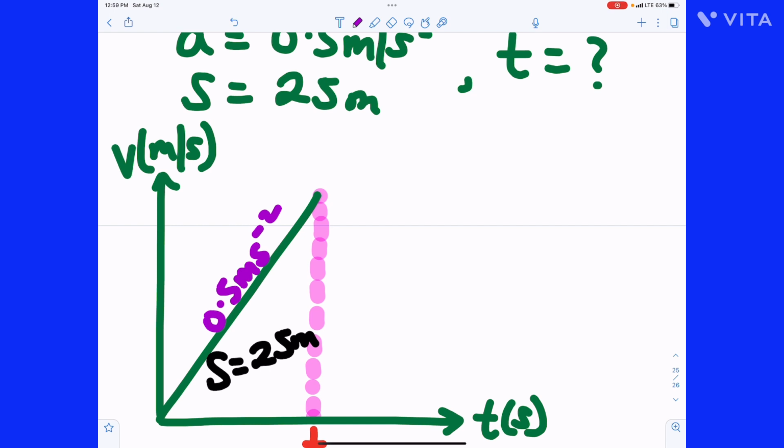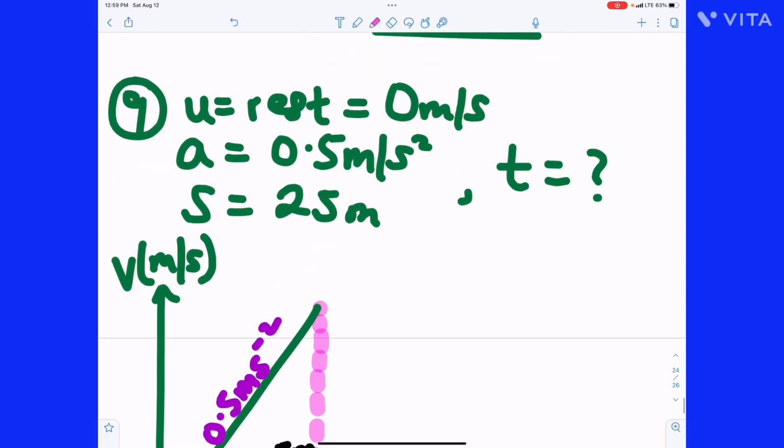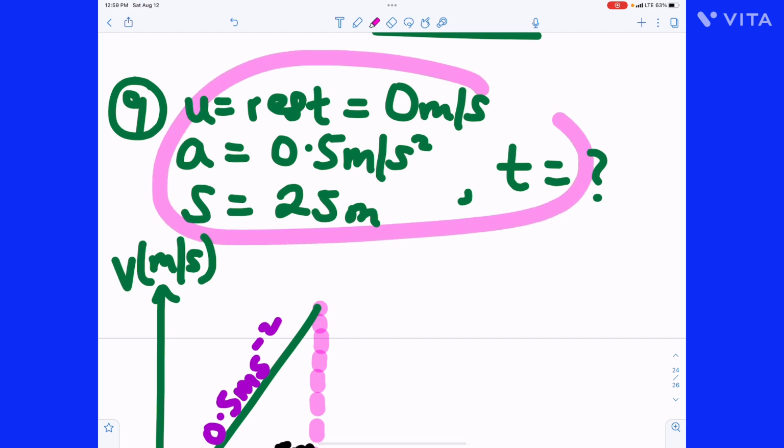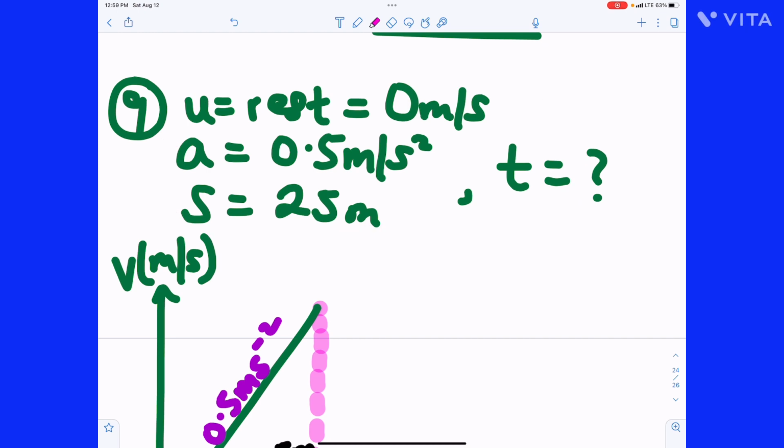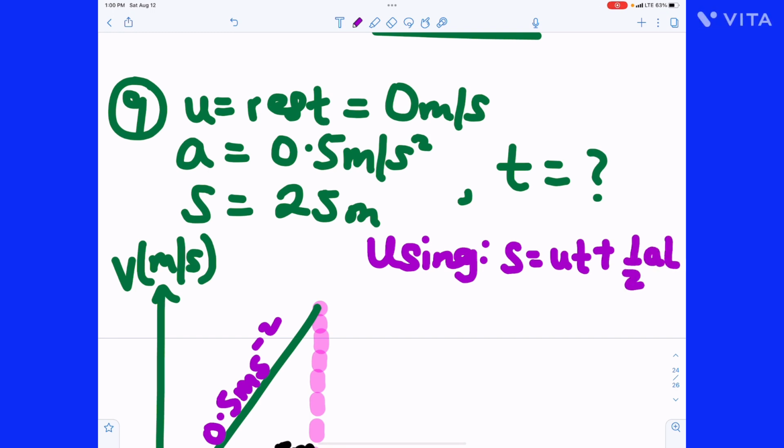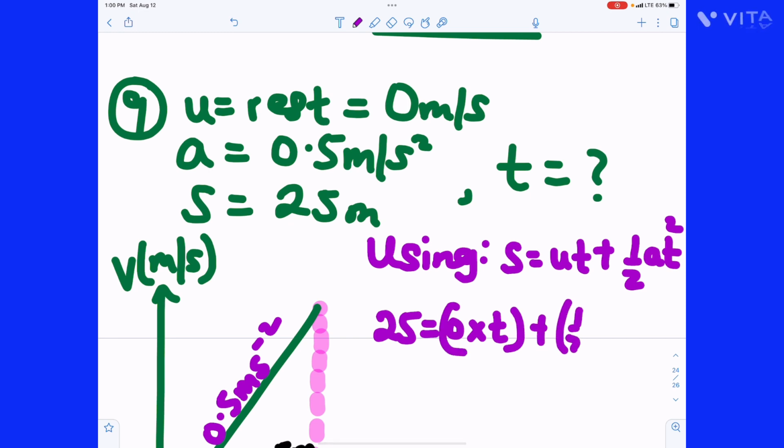Now I'll decide what formula connects S, A, U, and T. What equation of motion connects U, A, S, and T? Check your equations yourself. We have used this several times now. The one connecting U, A, S, and T is S equals UT plus half AT squared. So my S is 25 meters, U is 0, T I'm just looking for, plus half times 0.5 times T squared.